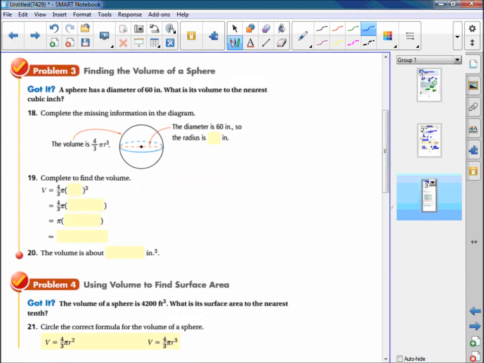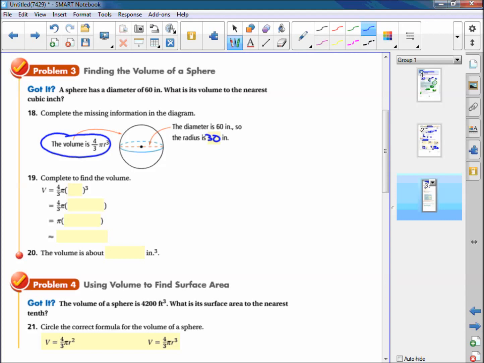All right, problem number 3, finding the volume of a sphere. So a sphere has a diameter of 60 inches. What is the volume to the nearest cubic inch? So complete the missing information in the diagram. So the volume formula is 4/3 pi r cubed, and the diameter is 60 inches, so the radius is going to be 30 inches.